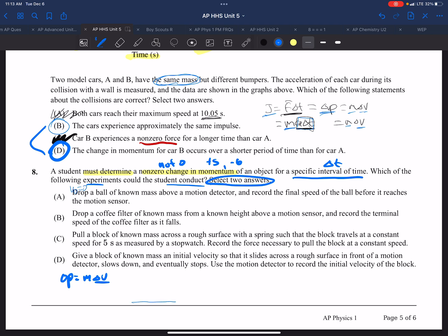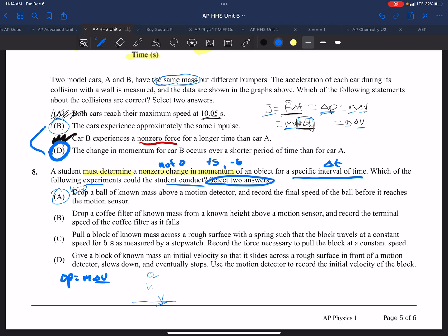So we drop the ball above a motion detector. It falls down like so, and right before it reaches the motion detector, we record the velocity. Since we know the final velocity and the initial velocity, we can find delta v. It looks like this will allow us to do it. Now, we should also know the mass, so we'll look for that to see if it's in any of the other choices.